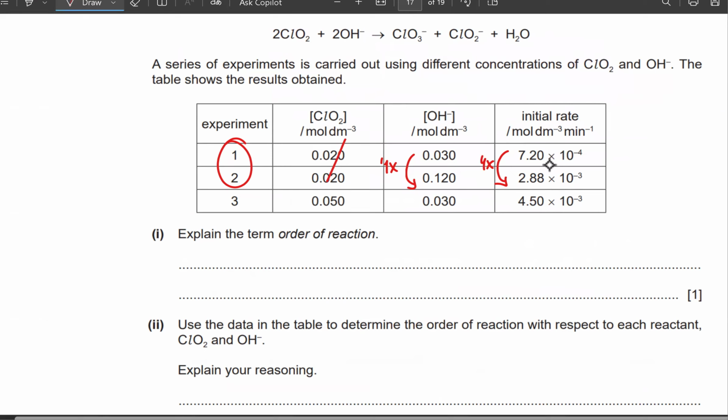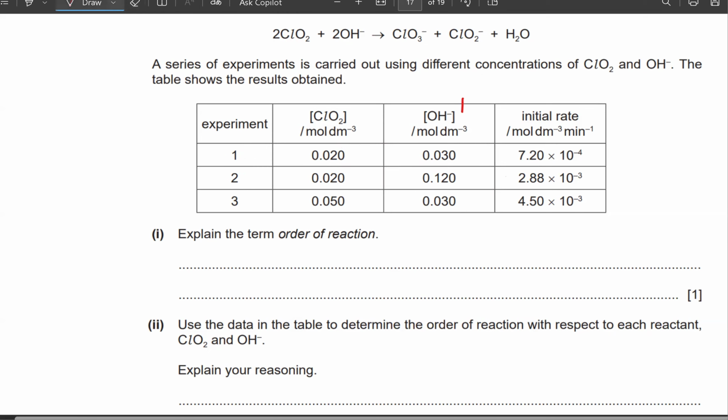So what is the order? I thought it was 2. Well, 2 would have been if this was twice and this was 4 times. That would be a squared relationship. This is directly proportional. You increase this by 4 times, that increases by 4 times as well. So that is order one. So we figured that one out.